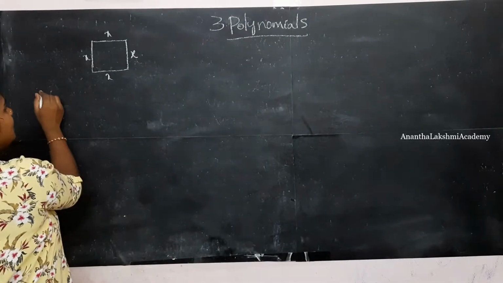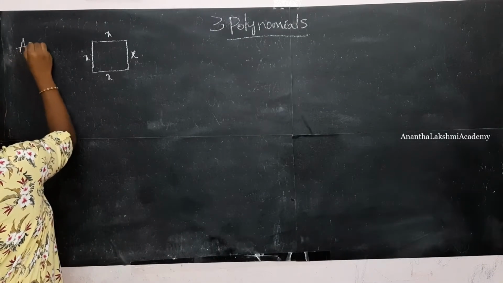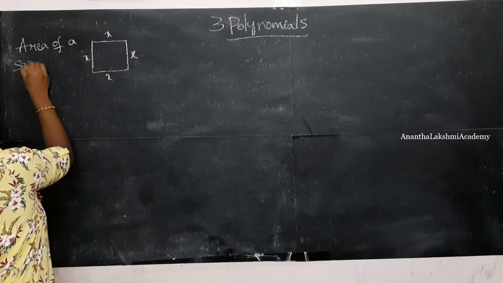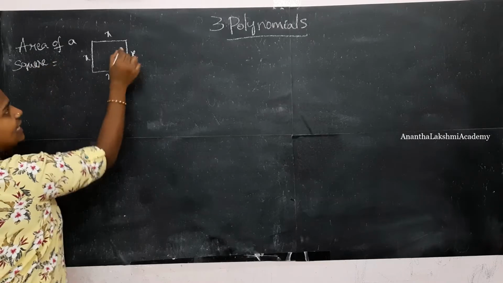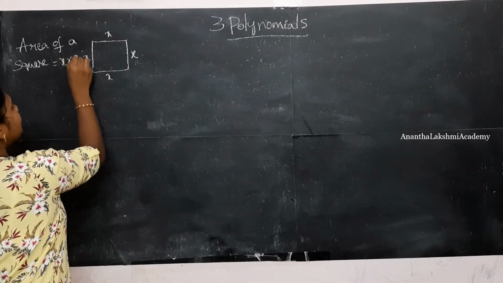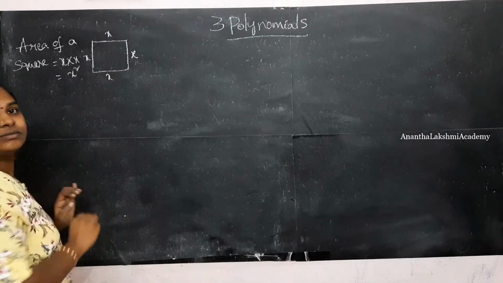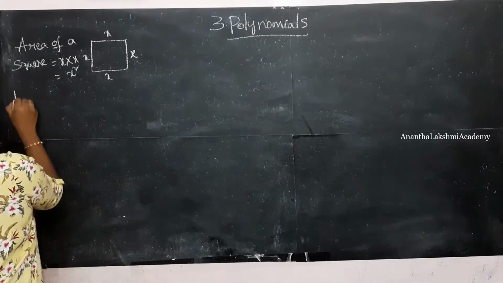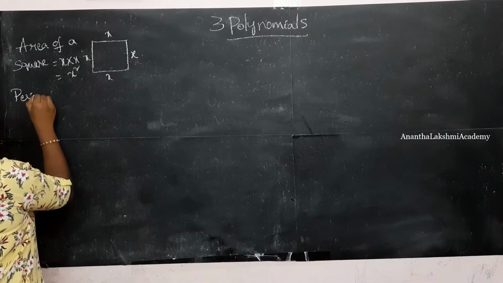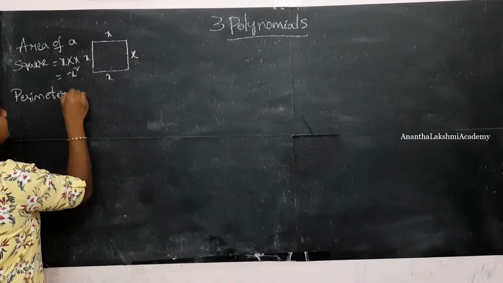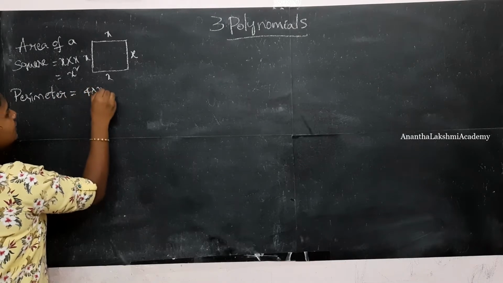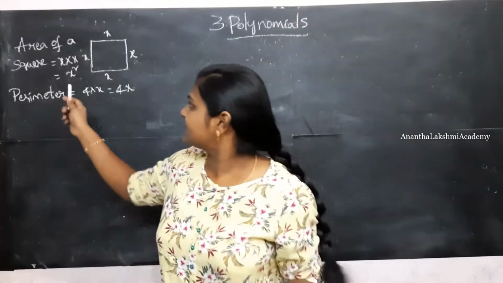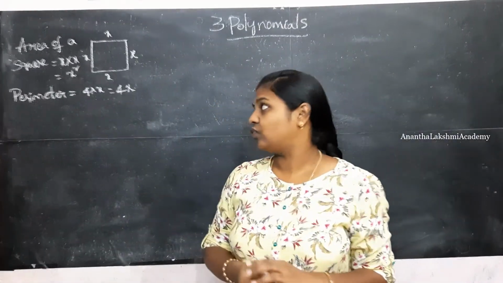Hence, if I ask you to figure out the area of a square with side x, it is side into side, which is nothing but x square. If I ask you to figure out the perimeter, what is the formula for perimeter? 4 into side, which is nothing but 4x. Now the area is in x square and the perimeter is in 4x.